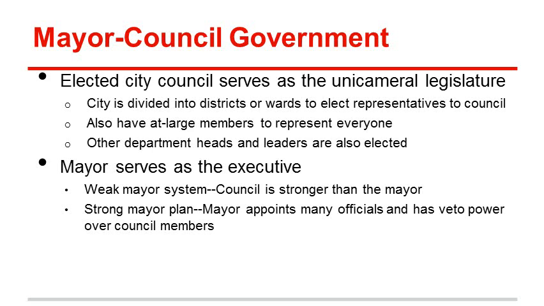The mayor-council form of government. The elected city council serves as the unicameral legislature for the city or town. The city is divided into districts or wards to elect representatives to the council. Also, there are what are called at-large members that are elected by everyone in the town or city and who represent the interest of everyone and not just a specific district. Other department heads and leaders are also elected. In this system, the mayor serves as the executive for the city government.